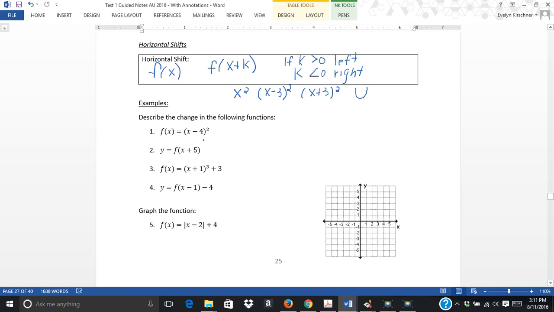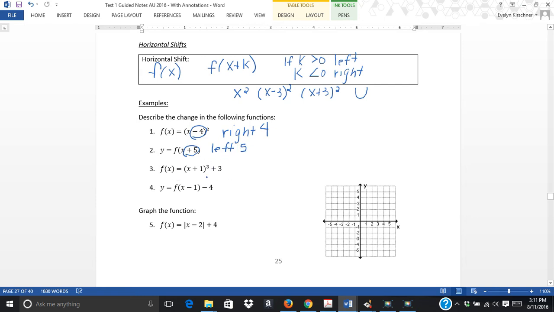So what happens here? What happens here? Well, it's a minus 4, so k is negative, so it's going right 4. Doesn't matter what the function is. What am I doing here? I'm adding 5, so it's positive, so I'm going left 5.